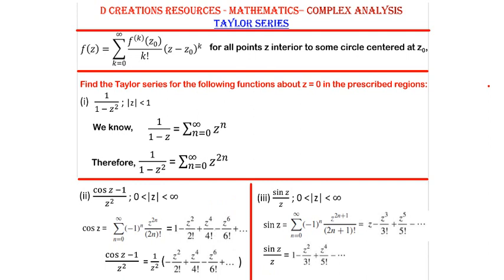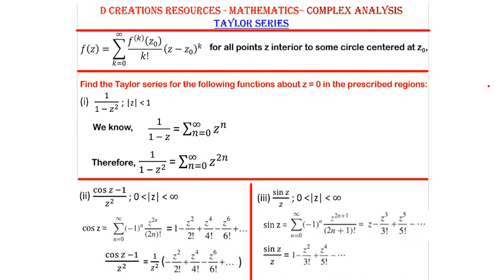Similarly, if the question is f of z is equal to sine z upon z, where mod z lies between 0 and infinity, then again we can recall the standard series for sine z, which is z minus z cube by 3 factorial plus z raised to 5 by 5 factorial and so on, which again we can generalize as summation as n going from 0 to infinity of minus 1 raised to n z raised to 2n plus 1 upon 2n plus 1 factorial.